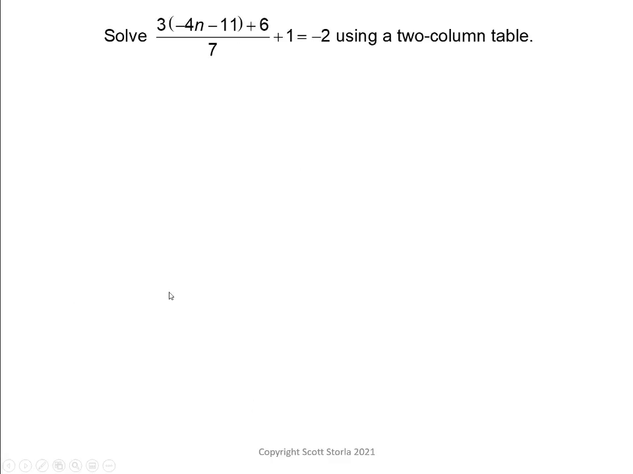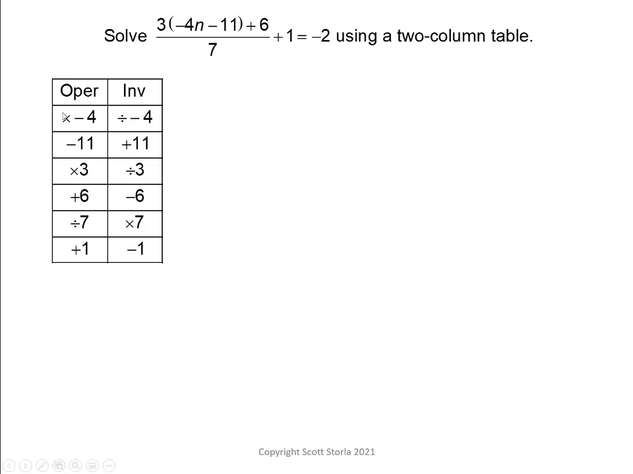And here's our last one. If n was a number, we would first multiply by -4, then we'd subtract 11, then we'd multiply by 3, we'd divide by 7, and last we'd add 1. This time we have 6 operators, so we're going to need 6 rows. Here are our inverse operators.